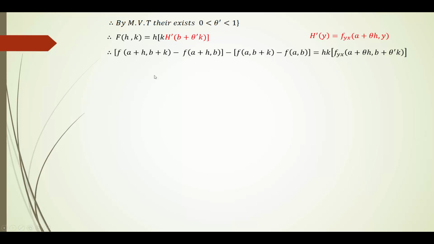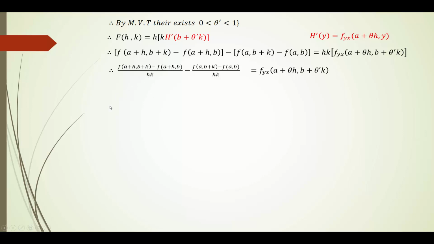Now divide by hk on both sides. Therefore we get f of a plus h, b plus k, minus f of a plus h, b, upon hk, minus the second term, f of a, b plus k, minus f of a, b, divided by hk, and the right hand side is equal to f of x a plus theta h, b plus theta dash k.